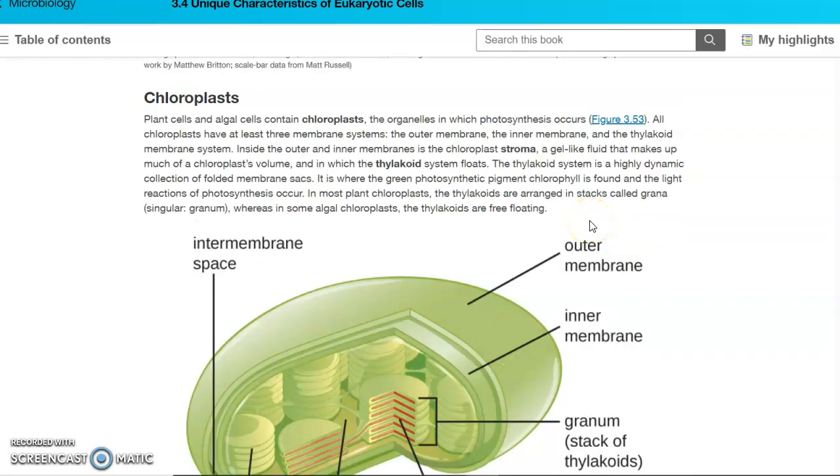We also find chloroplasts, and these are found in plant cells and algae cells. They are the sites of photosynthesis. So we only find chloroplasts in those eukaryotic cells that perform photosynthesis.